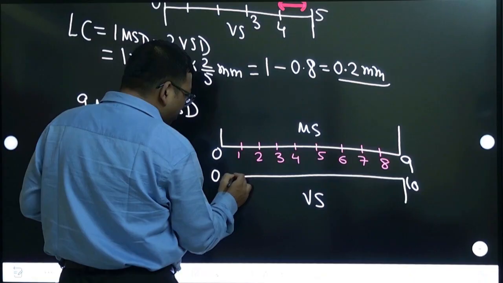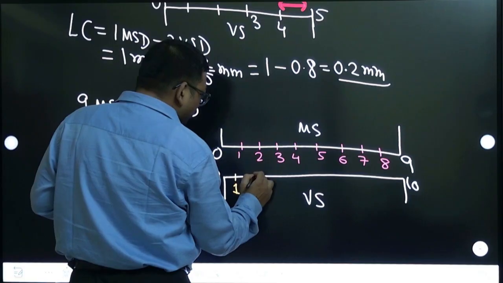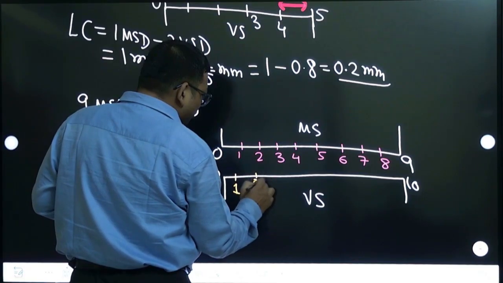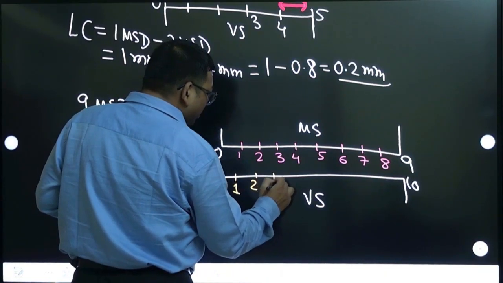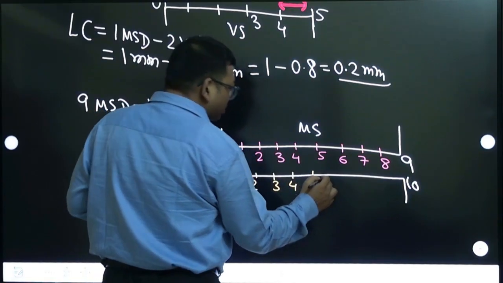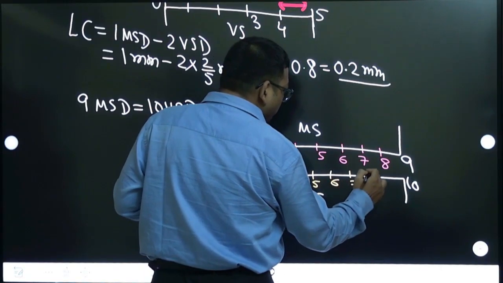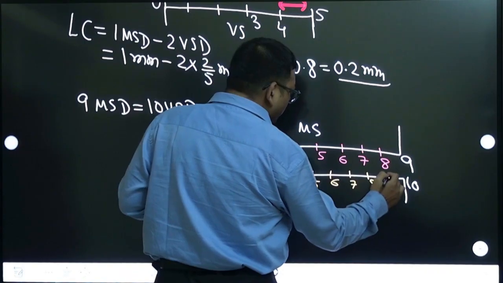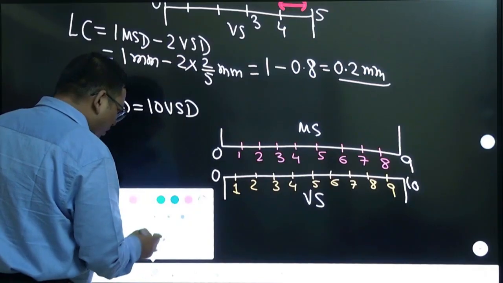So here 1 will come somewhere here. Its 2 will come a little bit like this. Then its 3 will come like this, then 4 like this, 5 like this, 6 like this, 7 like this, 8 like this, 9 like this, and 10. So you have to note a very important thing.